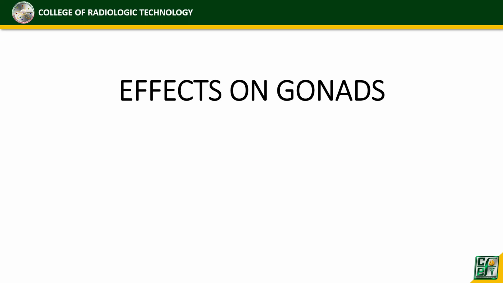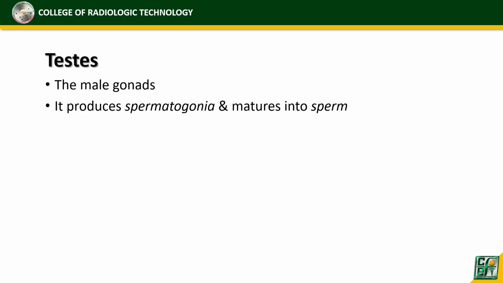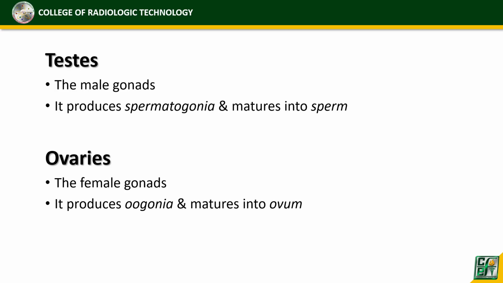Then effects on the gonads. So it's 445. Testes, the male gonads, produce the spermatogonia, which matures into sperm. So spermatogonia is the immature cell, then it becomes a spermatid. Okay? Mature na yon. Then ovaries, the female gonads, produce the oogonia and ovum.